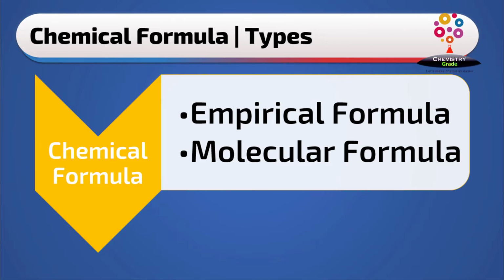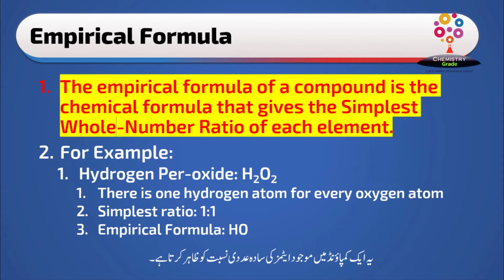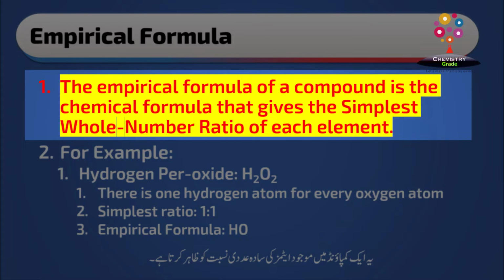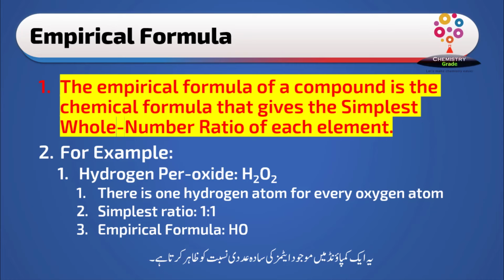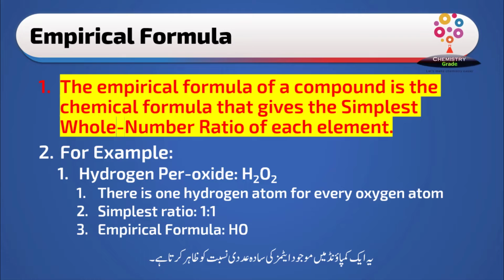Now let's talk about the types of chemical formula. We have empirical formula and molecular formula. So, empirical formula. The empirical formula of a compound is the chemical formula that gives the simplest whole number ratio of each element. It is very important to know the ratio because atoms are present in a particular number in a compound. So for example, in hydrogen peroxide, H2O2, there is only 1 hydrogen atom for every oxygen atom. So the simplest ratio will be 1:1. Its empirical formula will be HO.